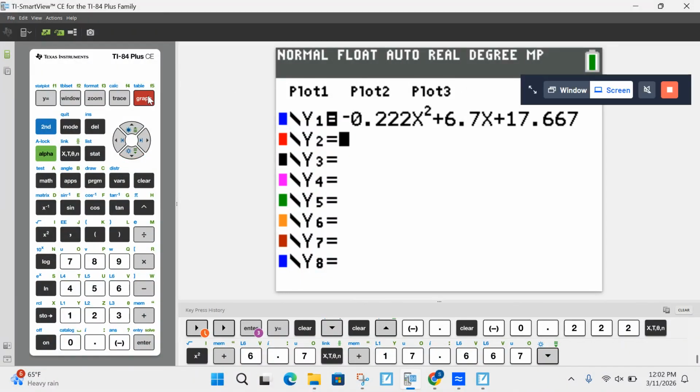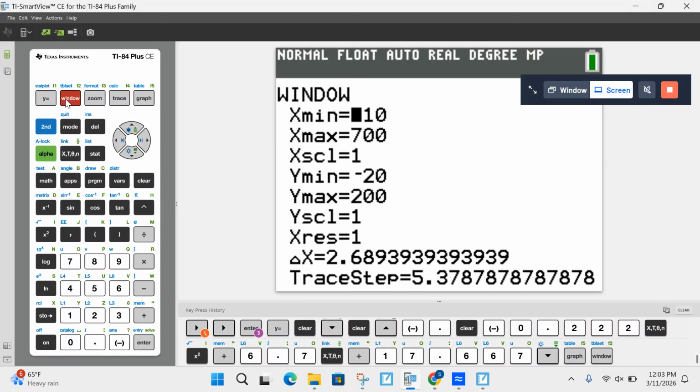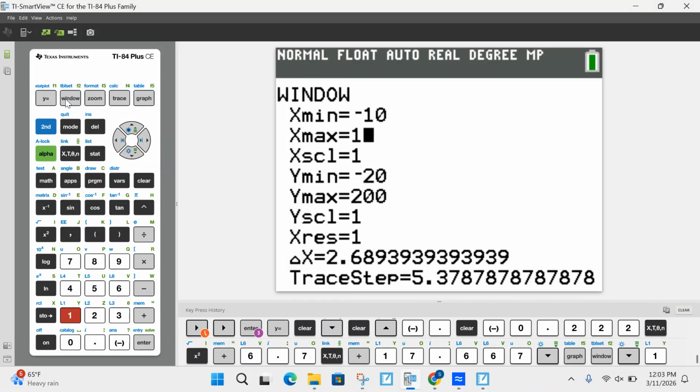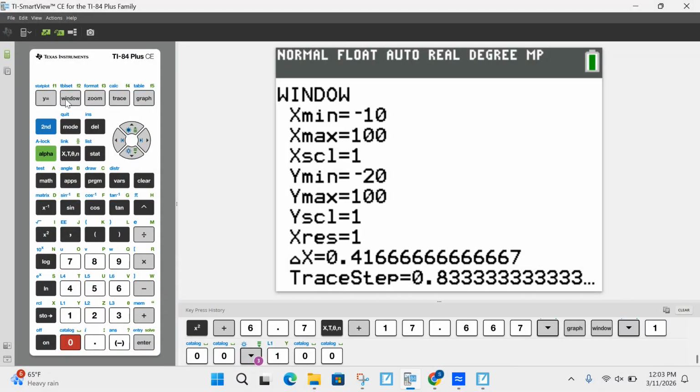Okay, let's just click on graph and see if that previous window is good for us. I'm going to say it's too big. So let's cut off a lot of this. Remember, we went to 700. So probably if we just went to 100 for X max, that'd be fine. So I'm going to change that to 100 for X max and then 100 for Y max. And then you can click on the graph. I'll give you a second to write that down. And then you're going to do the same steps.